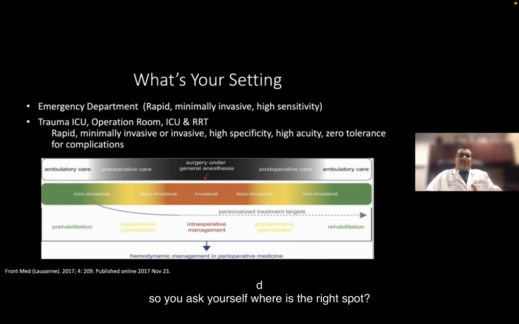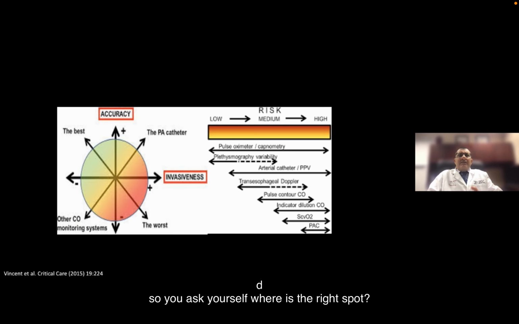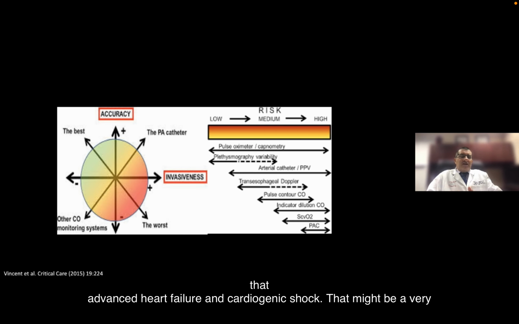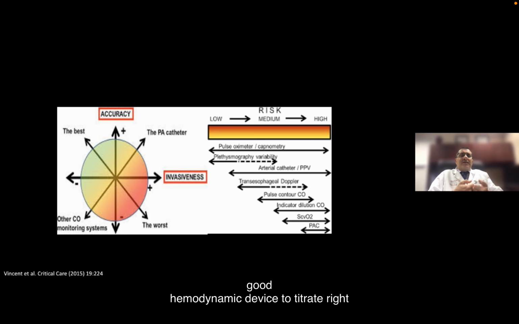So you ask yourself, where's the right spot? And what's the most non-invasive way you need for this monitoring? When I say that, I mean not everybody needs a Swan-Ganz catheter, but now we're starting to see that in advanced heart failure and cardiogenic shock, that might be a very good hemodynamic device to titrate right heart failure.